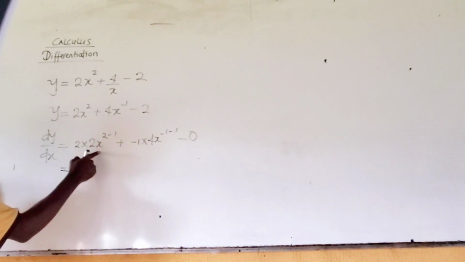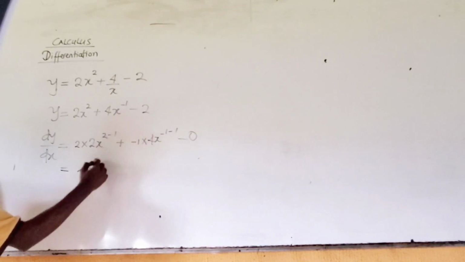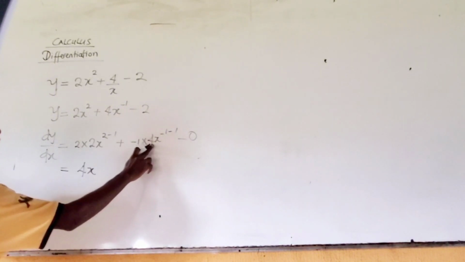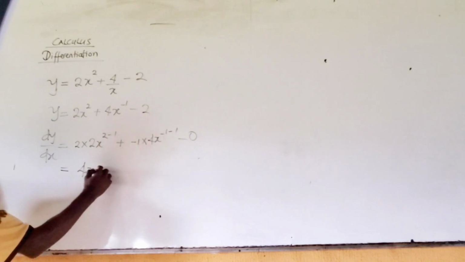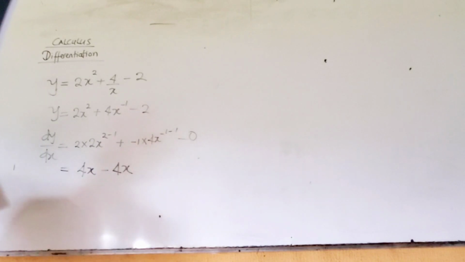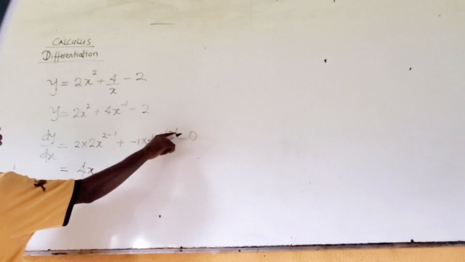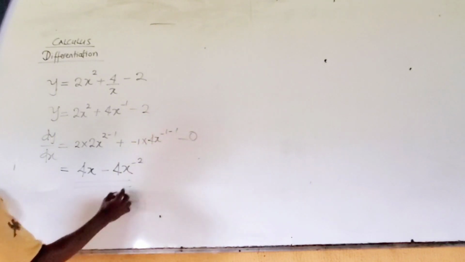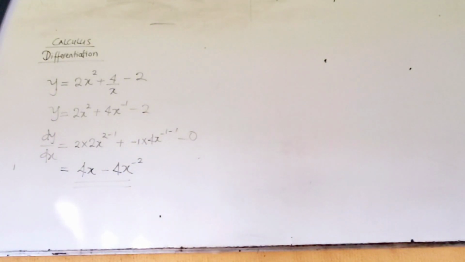So this becomes 2 times 2x, 4x, 2 minus 1 is 1, the same thing as 4x. Then minus 1 times 4x. So plus times minus is minus. So we have minus 4x to the power minus 1 minus 1. Minus 1 minus 1 gives us minus 2. And this will be our answer. So when you differentiate y with respect to x, you arrive at this.